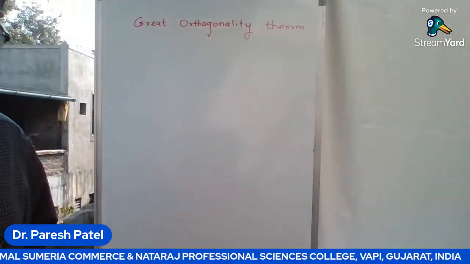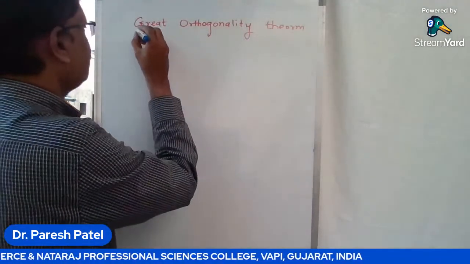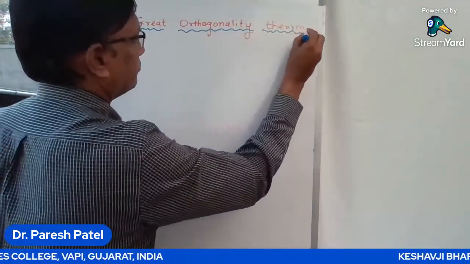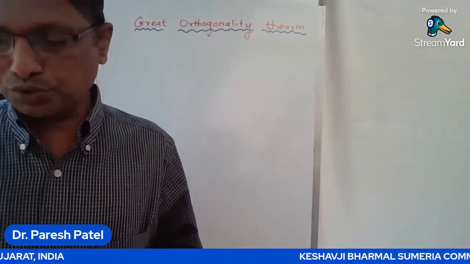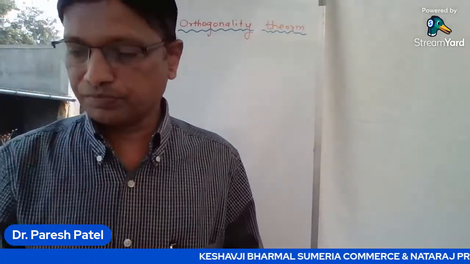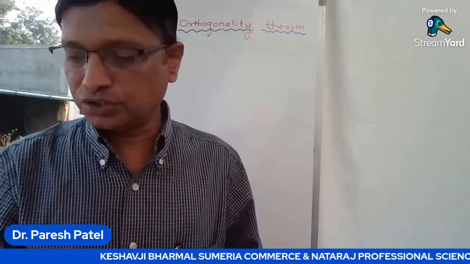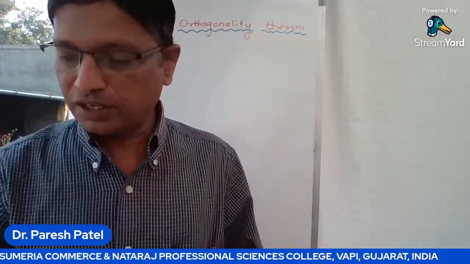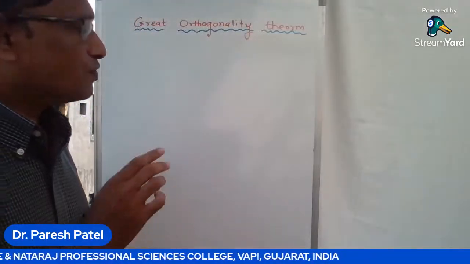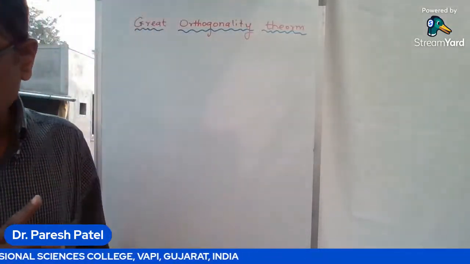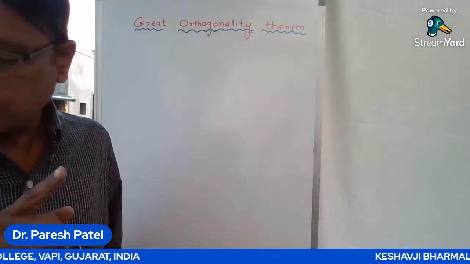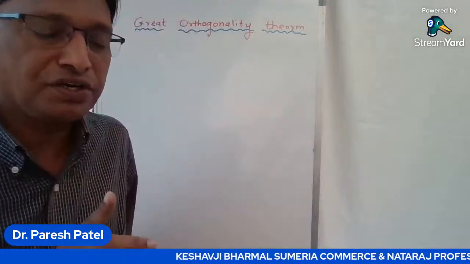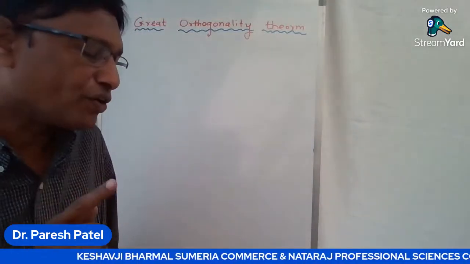We are going for the next theorem, the great orthogonality theorem. Now, dear students, the great orthogonality theorem is concerned with the elements of the matrices which constitute the irreducible representations. So what is the great orthogonality theorem? It is concerned with the elements of the matrices which constitute the irreducible representations of a group.